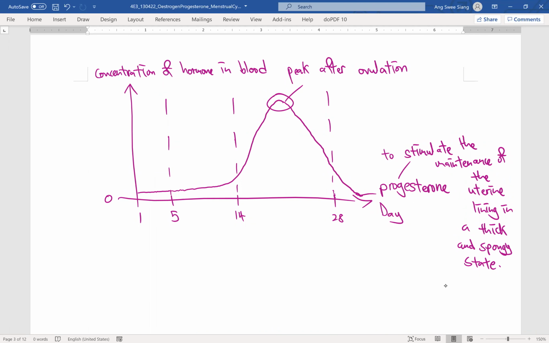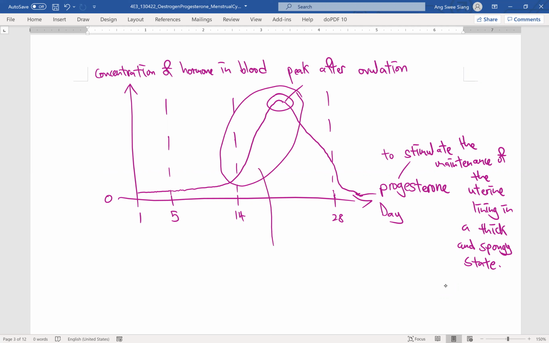The progesterone level will remain quite low at the baseline level until after day 14, then it will start to increase, and then it will peak in between day 14 and 28. Then it will decrease back to normal. Actually here I should draw a very steep drop.